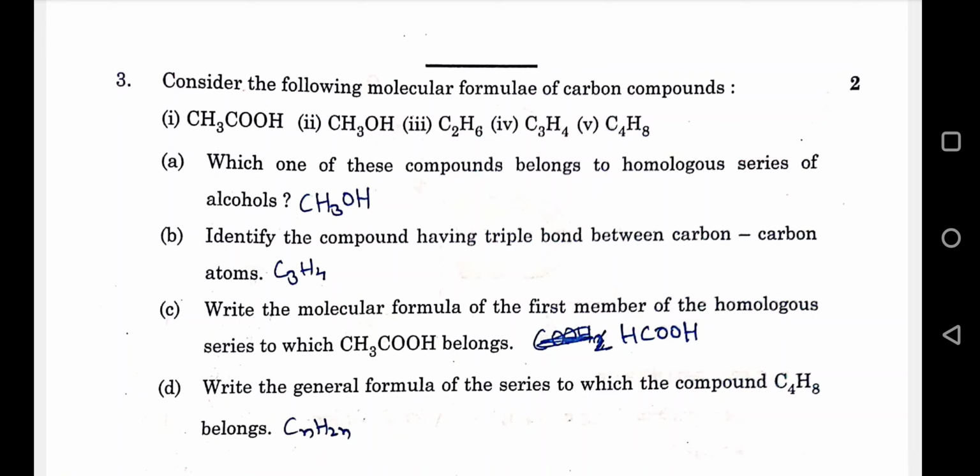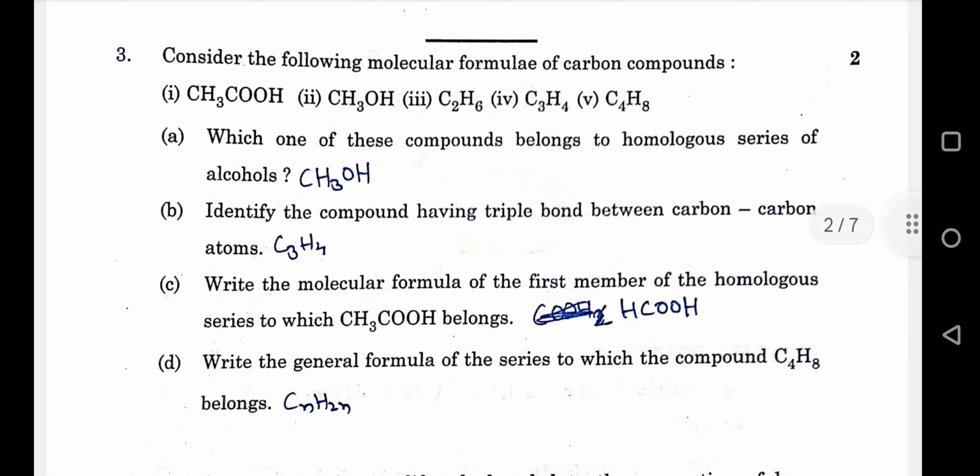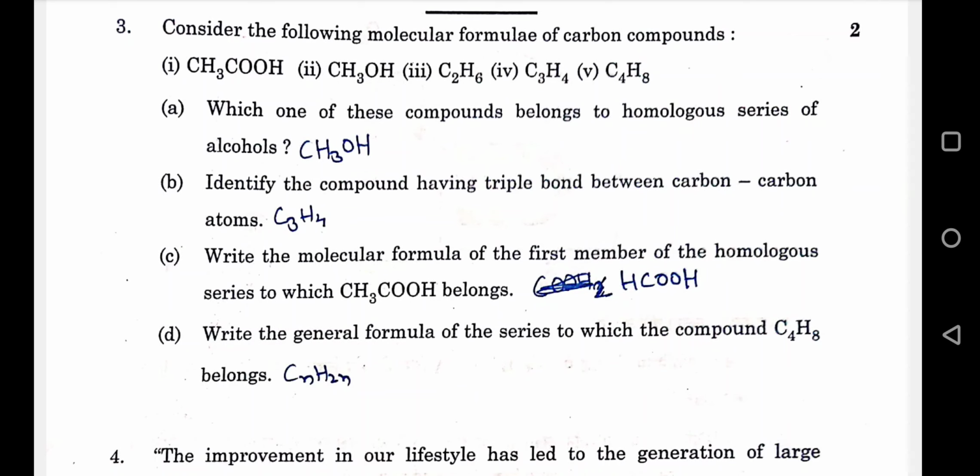And the second question: identify the molecular compound having a triple bond between carbon-carbon atoms. Of course that is the alkyne series, in which the general formula is CnH2n-2, so we have to find that compound, that is C3H4. Now part C: write the molecular formula of the first member of the homologous series to which CH3COOH belongs. CH3COOH is ethanoic acid, but the first one is methanoic acid, whose formula is HCOOH. Then write the general formula of the series to which the compound C4H8 belongs. That is CnH2n, from the alkenes.